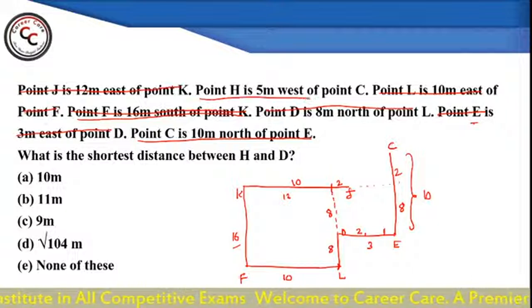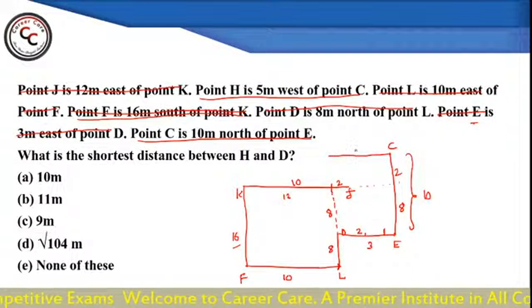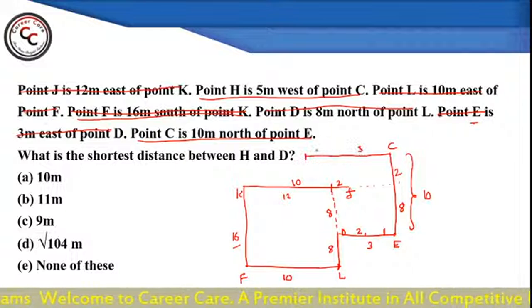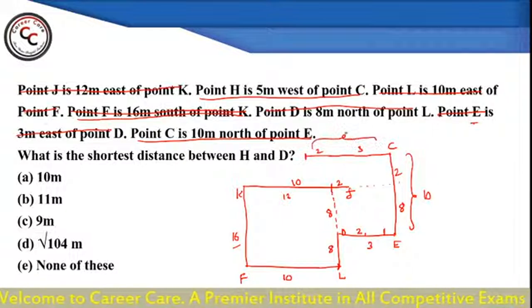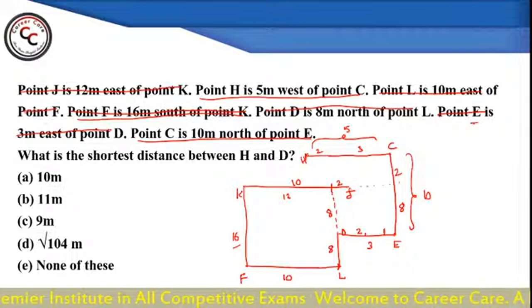What is that point? Point H is 5 meter west of C. So 5 meter. Up to here it is 3. In order to get 5, travel 2 more. So 3 plus 2, which is equals to how much? 5. So here you can fill with the point called H. So H is 5 meter west of C. So this will be the diagram you will be getting based on the given points.